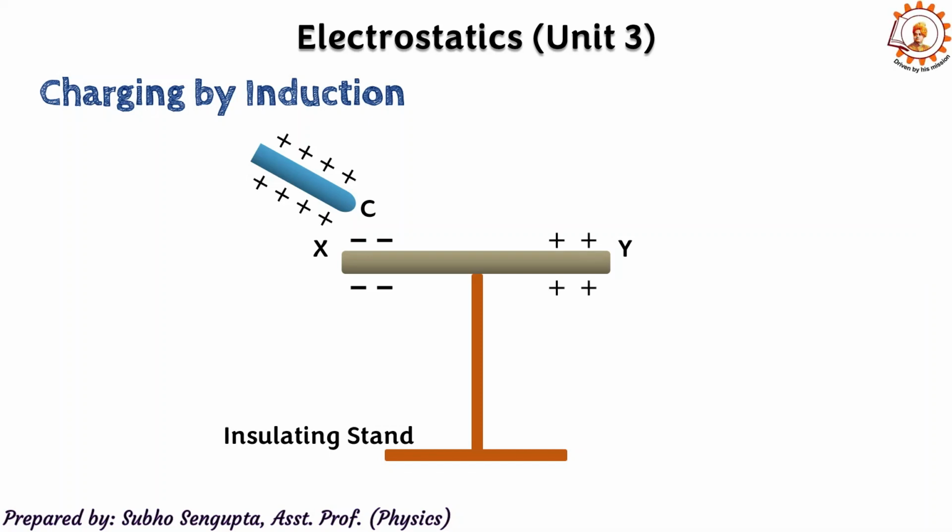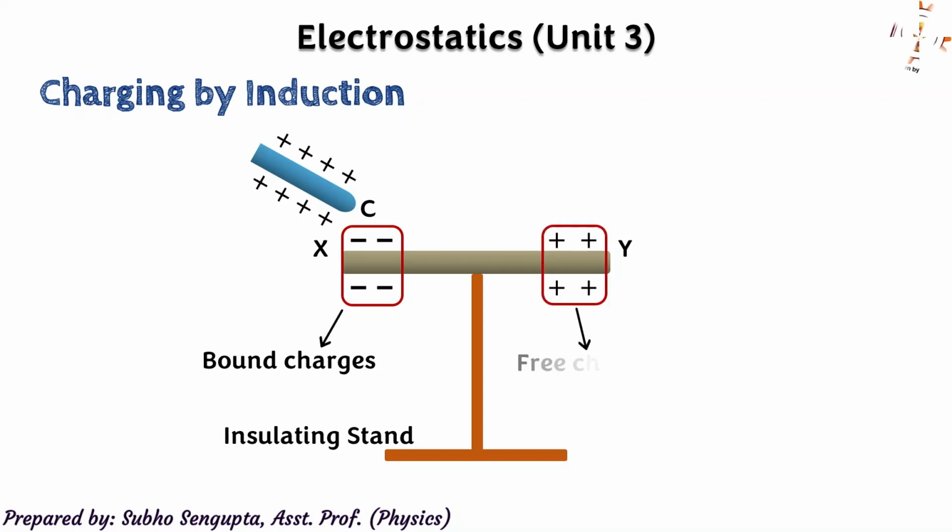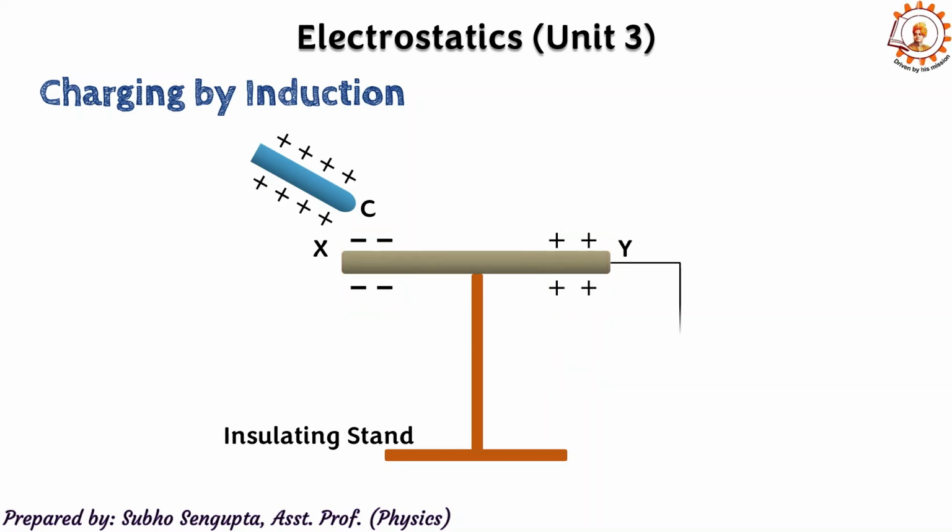The charges at the end X are known as bound charges, because they are bound by the attraction of the charge on C. The charges at the end Y are known as free charges, because they are free to move farther away from C. If the body is now earthed, keeping C in place, the charge at the end Y will appear to be leaving the body. But in reality, positive charge cannot be moved out of the body. What actually happens is, since there is a deficiency of electrons at the end Y, electrons from the ground enter the end Y and neutralize the accumulated positive charges there.